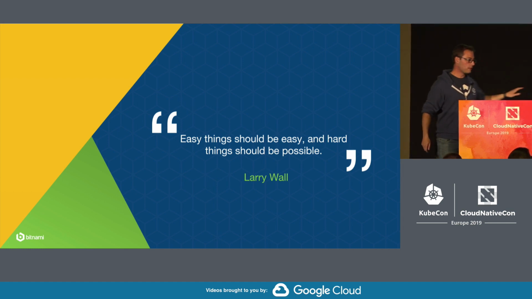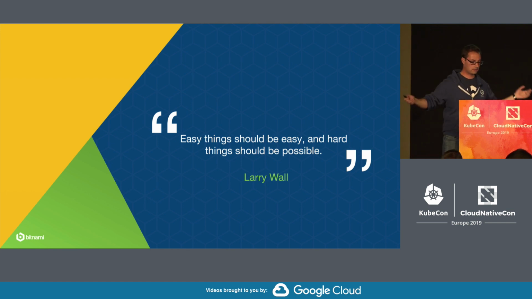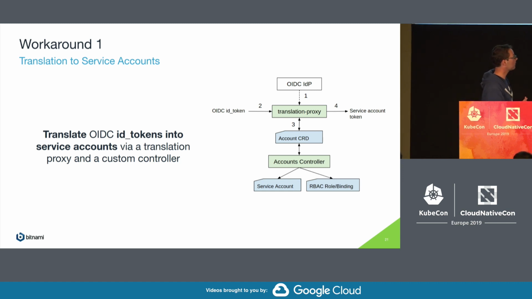OK, so we know that if we modify the API server, this is easy. It's built in. This is great. But how do we do it if we cannot make those changes? So we looked into a couple of workarounds. Call them workarounds, hacks, whatever. But the one that made sense at the beginning was this, because the dashboard already supports service account tokens.